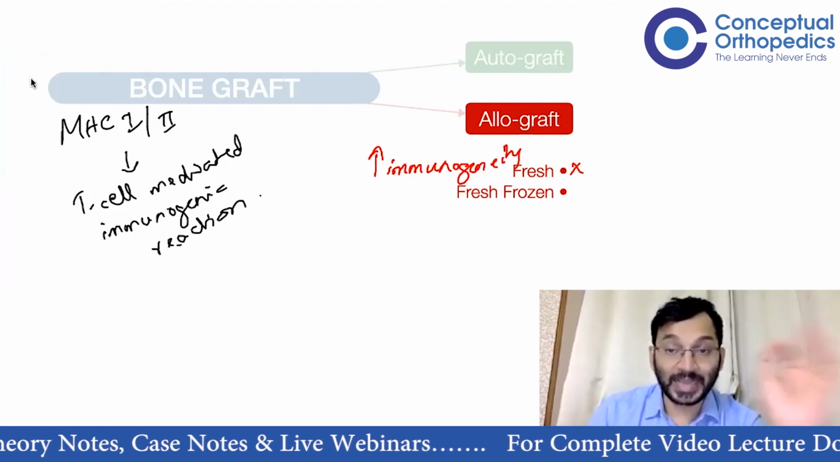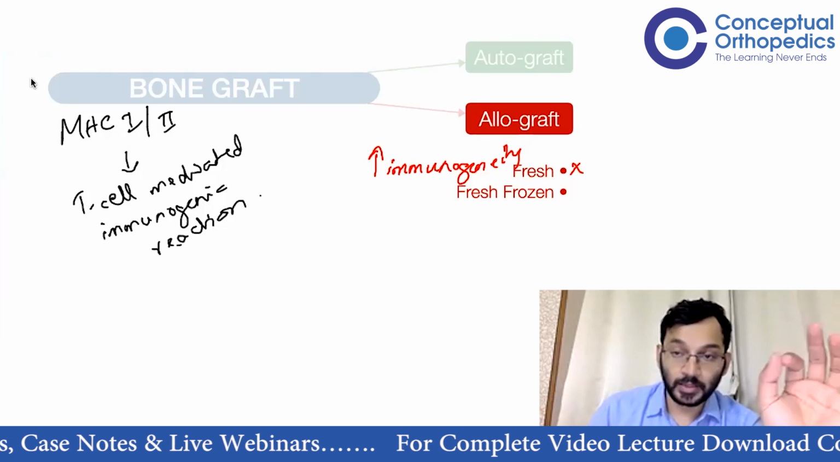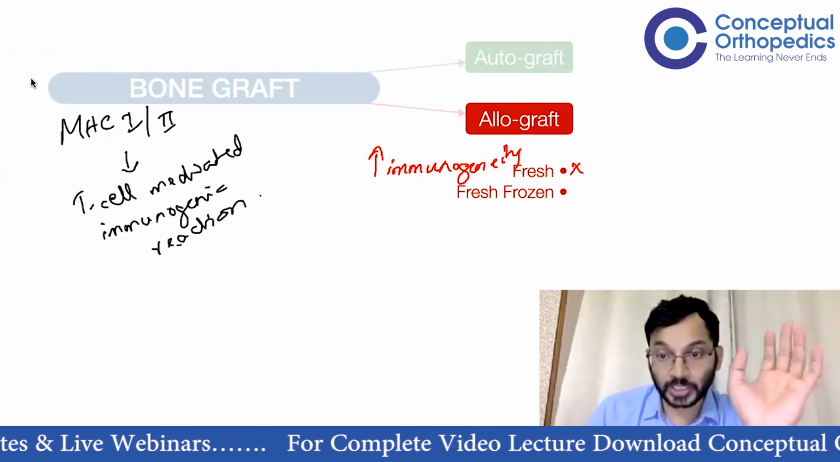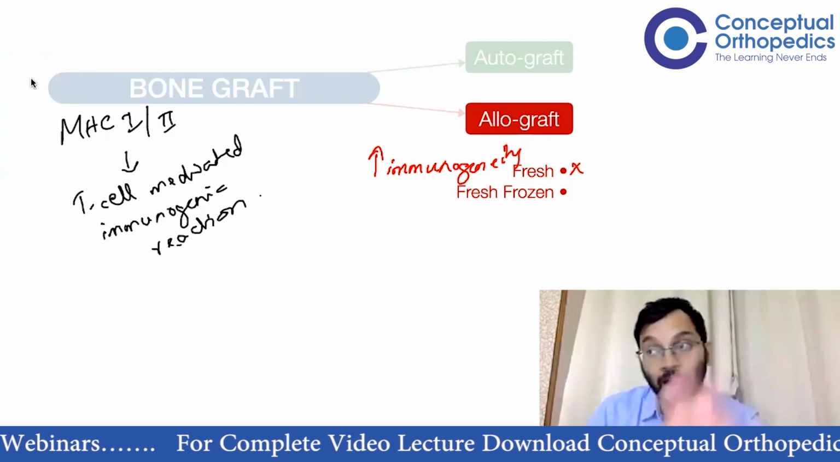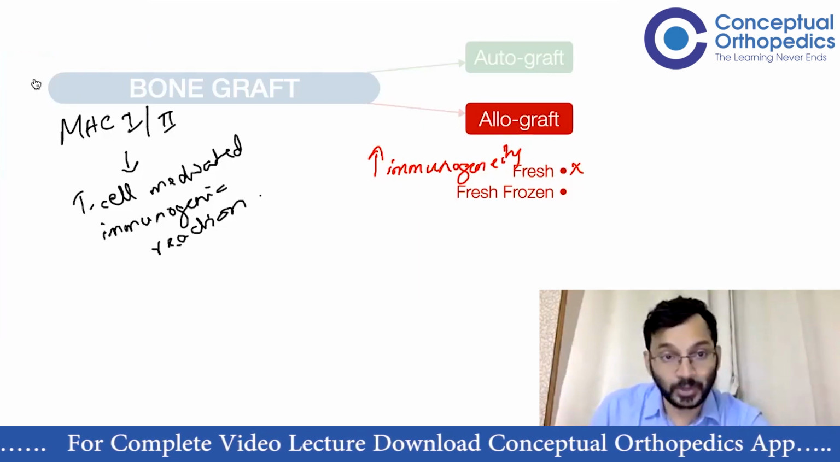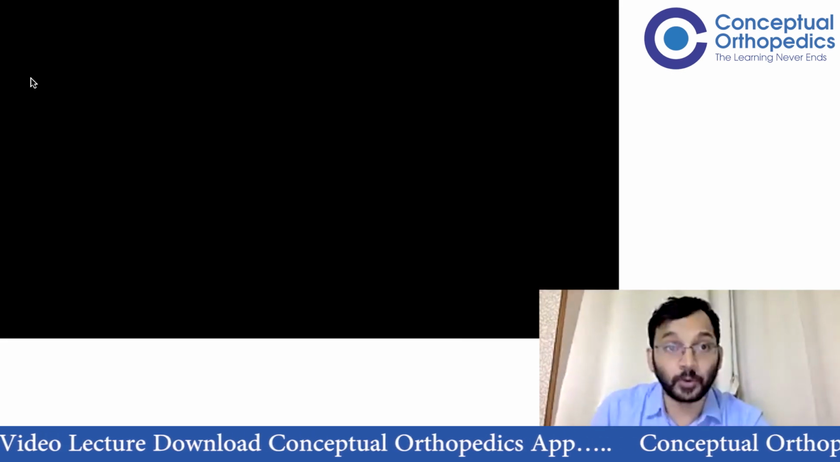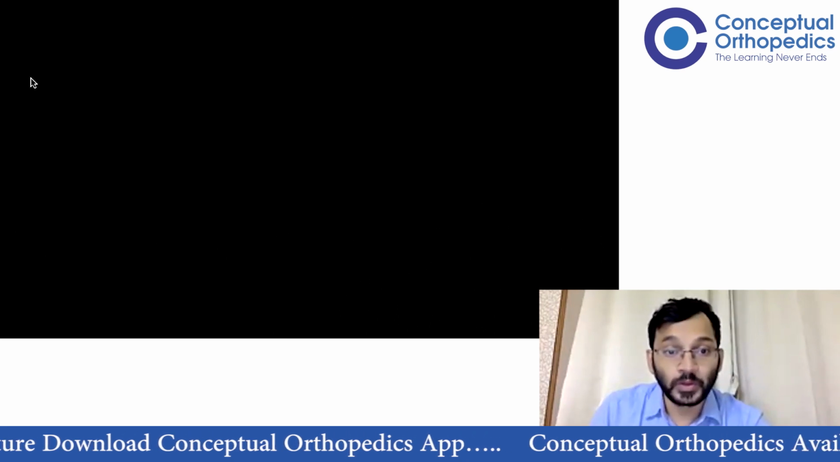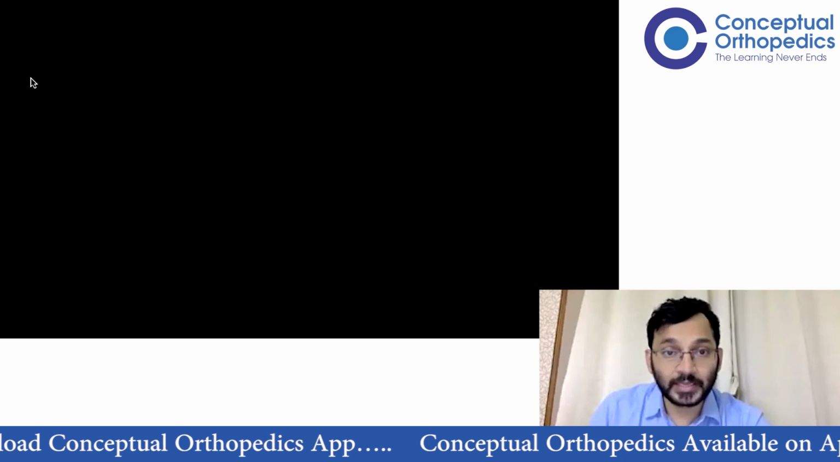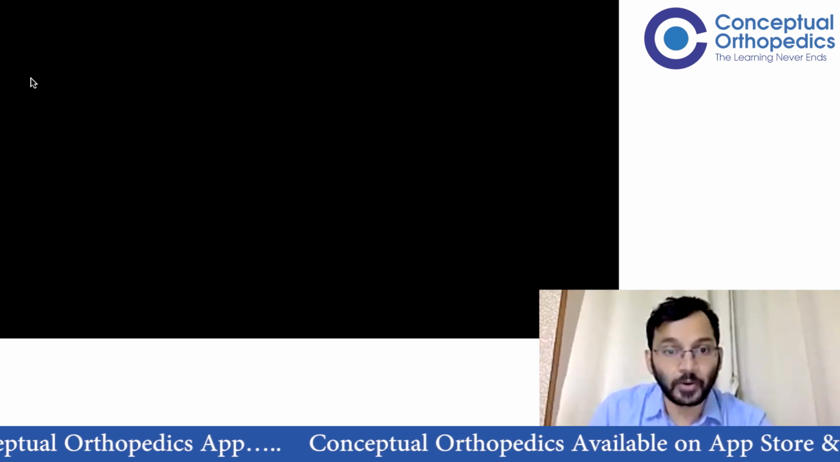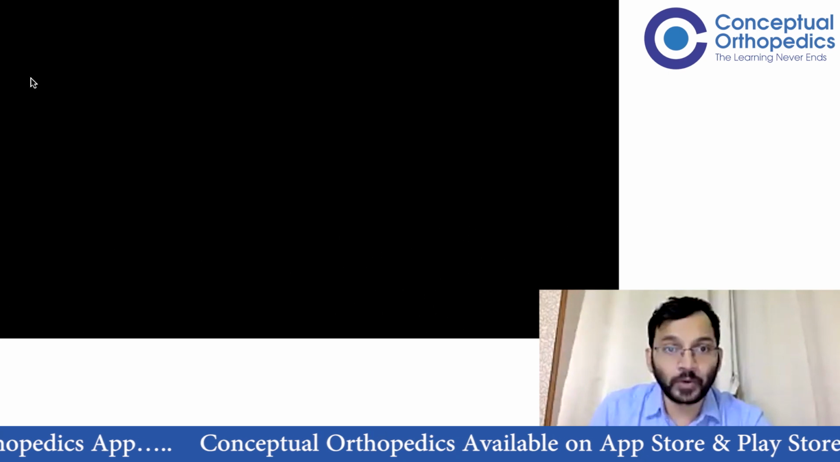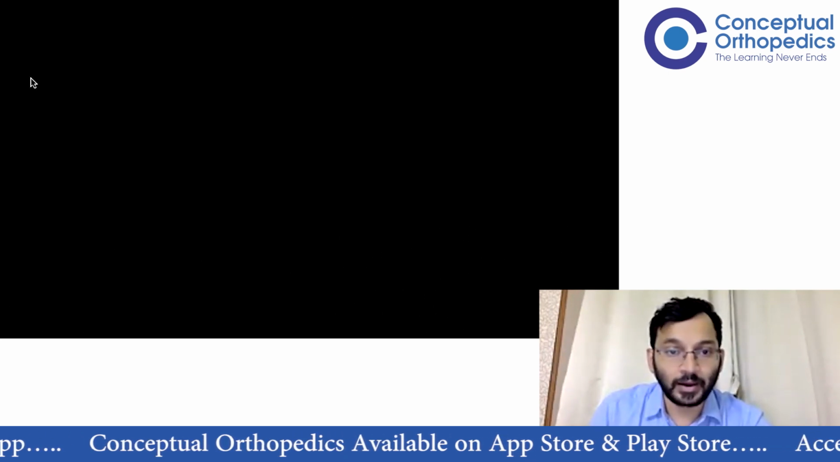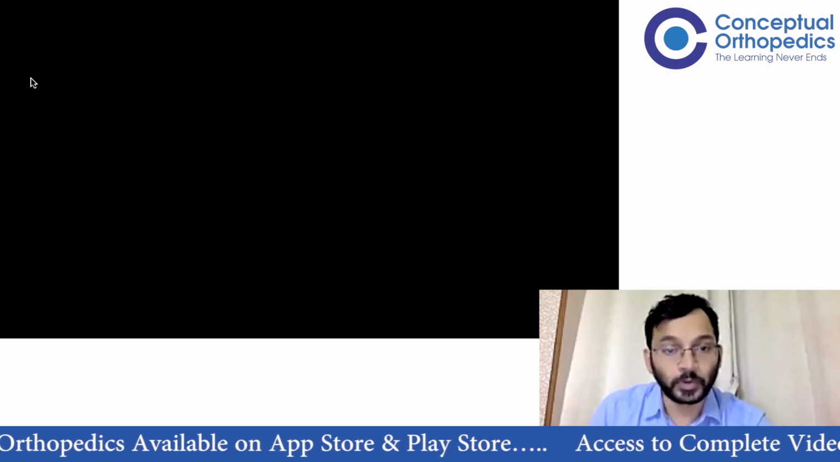These are less immunogenic than the fresh ones. The proteins are still preserved, and there are different degrees to which you can freeze a bone graft. If you are freezing it to about -70 degrees, then you can keep this bone graft for about 5 years. Whereas if you are going to use it for a shorter time, say you're freezing it to -30 or -40, then you can use it for only 2 years.